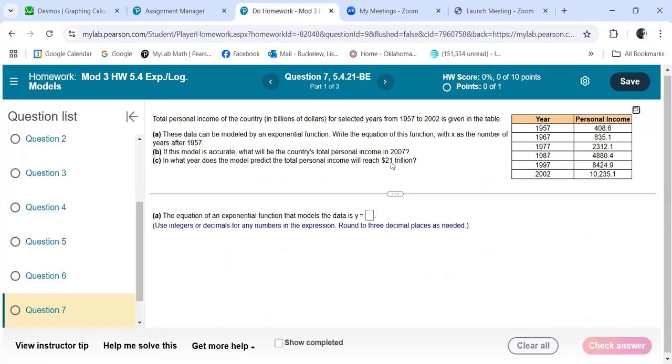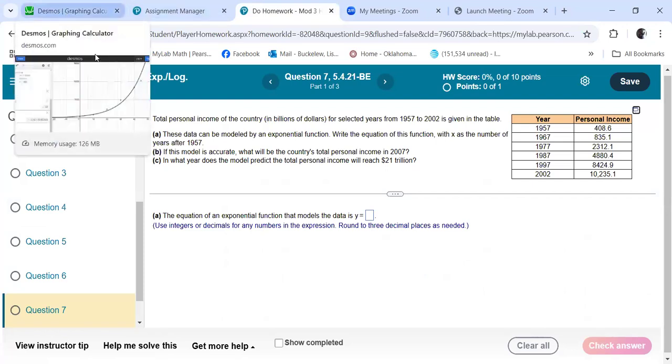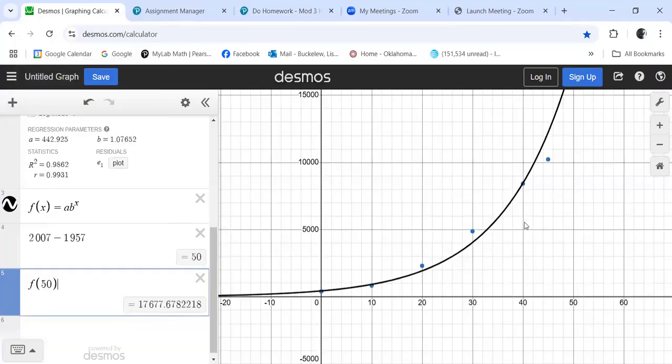And then part C, though, says, in what year does the model predict the total personal income will reach 21 trillion? So notice that since we're in the trillions, the 21 is going to be in front of the comma. So it's like 21,000 in billions is what 21 trillion represents. So when we go back here, I'm going to think, where does this curve grow up to have a Y value of 21,000, because it's measuring in billions?